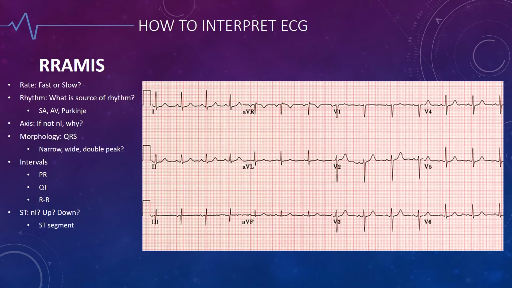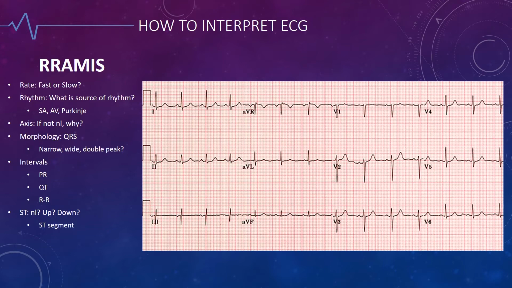That's fine. So, here's how you do rate. It's real simple. The rate should be between 3 and 5 big boxes. If the rate is less than 3 big boxes, it's too fast. If the rate is more than 5 big boxes, it's too slow. Cool? Okay. Rhythm. What is the source of the rhythm?